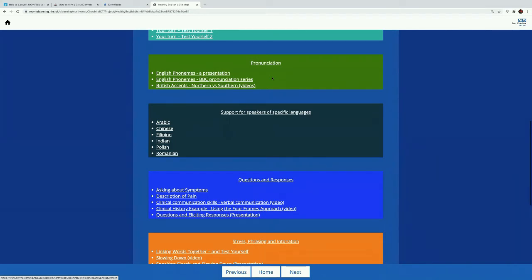There is a big section focusing on the pronunciation of English. This is broken down into 3 sections. English phonemes, a presentation about the individual sounds of English, of which there are 44. This includes also a second section, which is drawn from the BBC pronunciation series, showing how these sounds are produced and how they are linked together. And one small section on the difference between the generic northern and southern ways of pronouncing English.